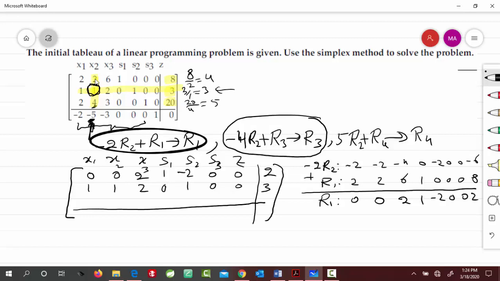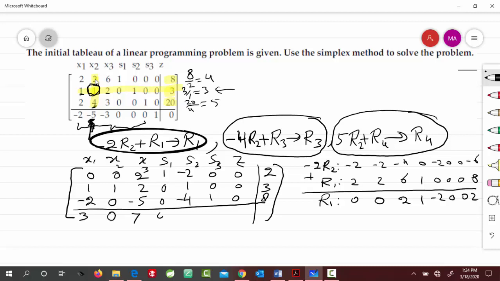You can do this scratch work the same way, so let me write down what the result would be. Next we perform this operation: multiply the second row by 5 and add it to row 4. It gives me 3, 0, 7, 0, 5, 0, 1 and 15.